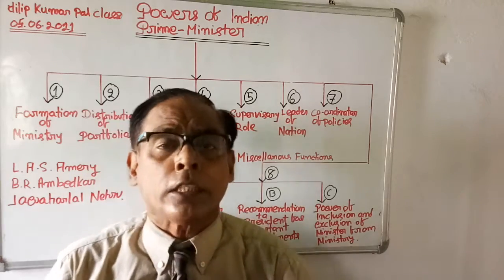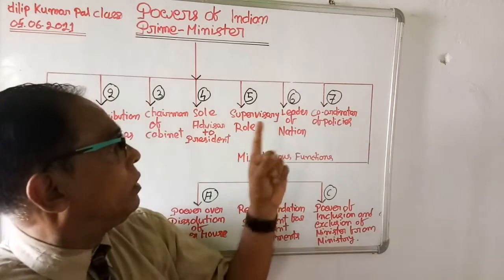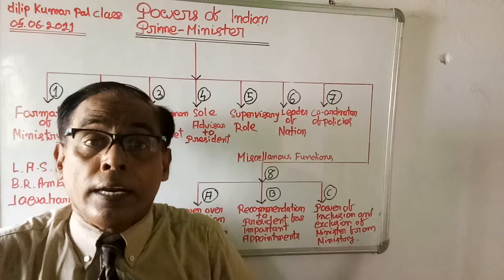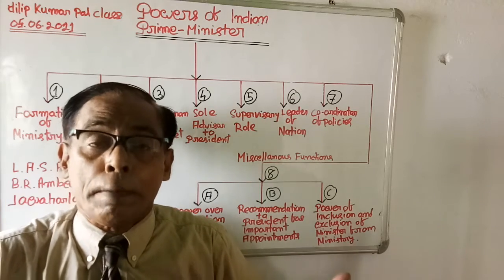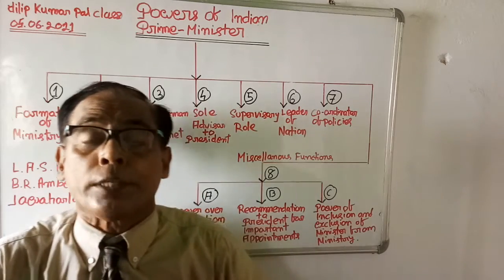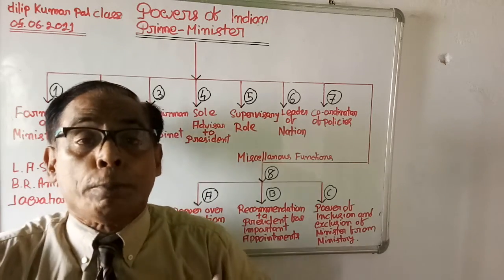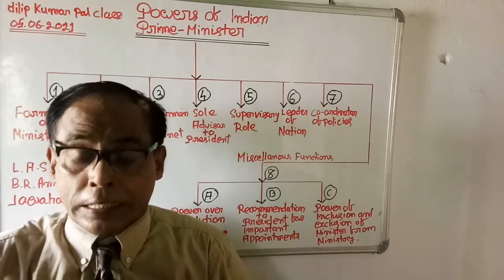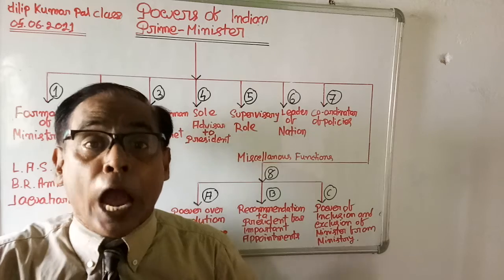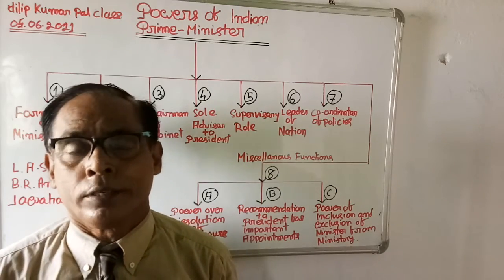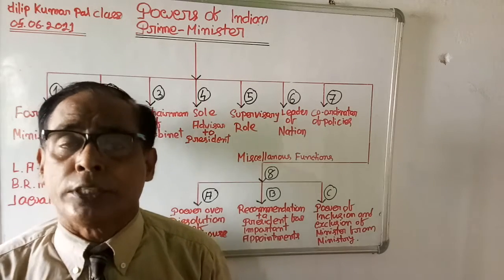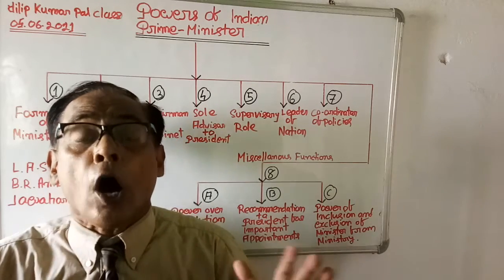Then the sixth important function of the Prime Minister is that he is the leader of the nation. The Prime Minister is the leader of the nation. All important announcements of the country are made by the Prime Minister. All important decisions of the government are declared by the Prime Minister. All the people of the country await eagerly to hear some important announcement from the Prime Minister. So he is the leader of the nation.